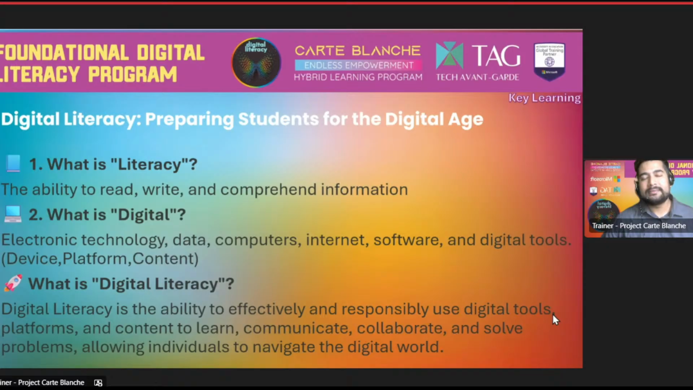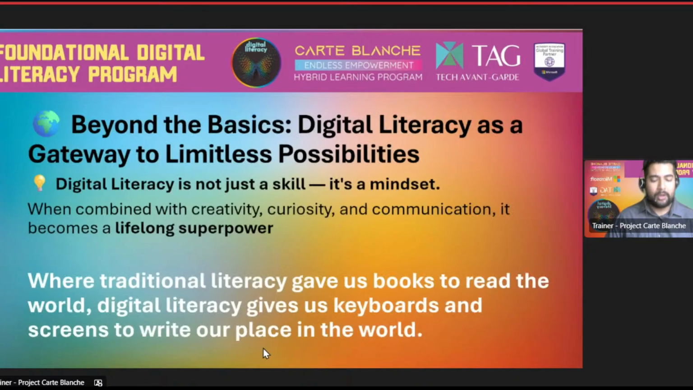So hence this kind of sessions are very much important for every individual of the country to understand the right use of technology, to understand how to get into this entire system, right? So that's digital literacy for you. It is beyond the basics. It is not just a skill, it's a mindset, okay, how we can use it.